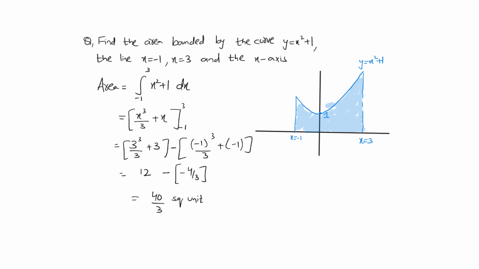Square units or unit square, same thing. So 40 over 3 is the exact area of this function when integrated from -1 to 3. So basically this is the area bounded by the curve and the x-axis and the line x equals -1 and the line x equals 3.